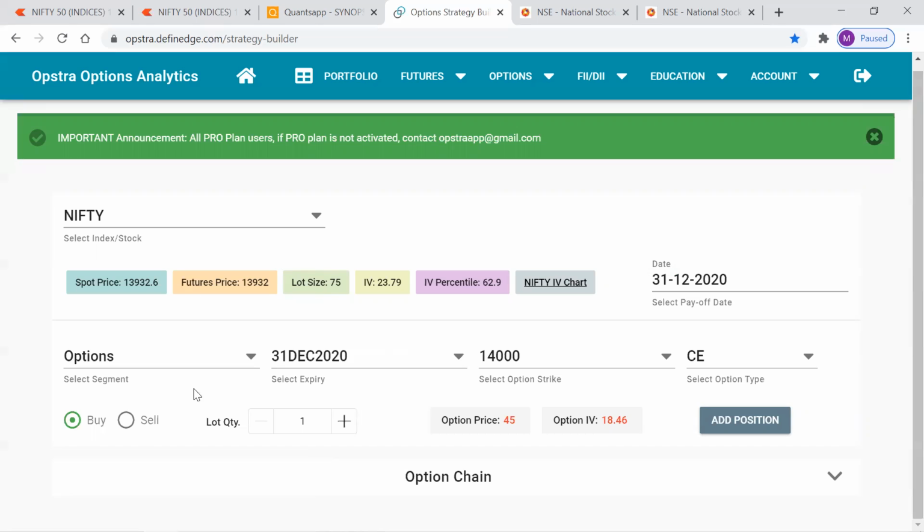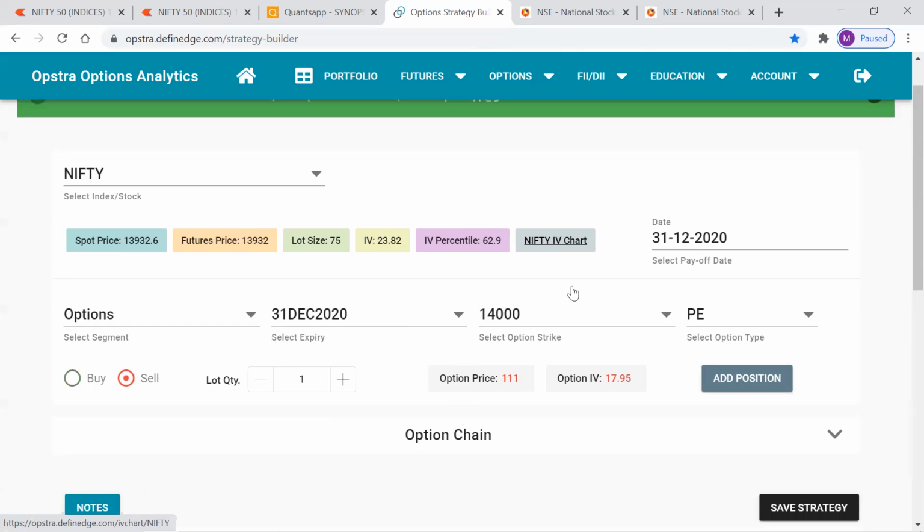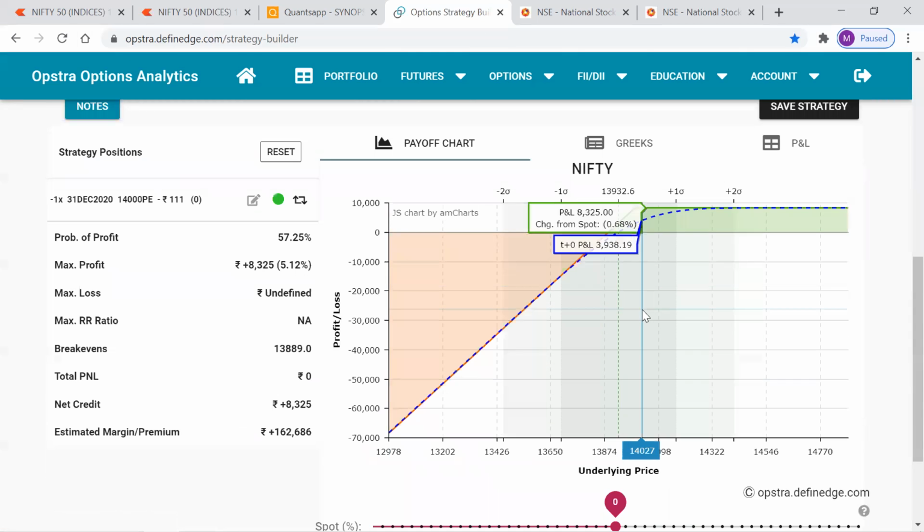Now I have explained about the buying call scenario, and let me explain about sell put. Let's sell put. I have selected PE and I'm clicking on sell here, dealing with one lot, and I am adding my position. So let's look at the payoff diagram, or payoff chart.